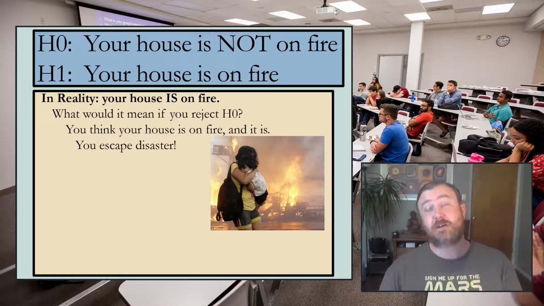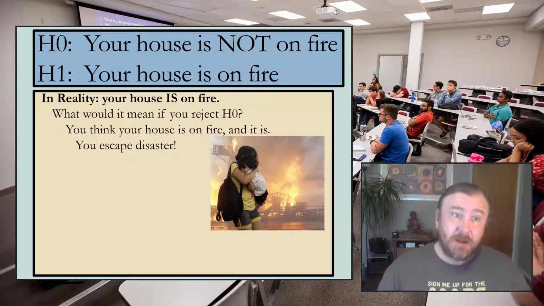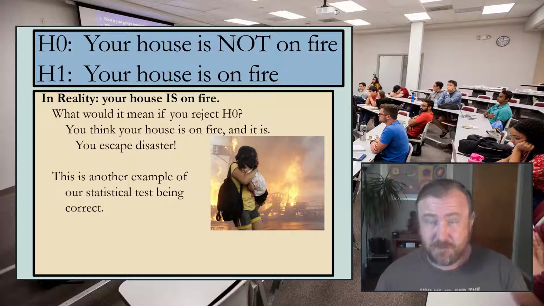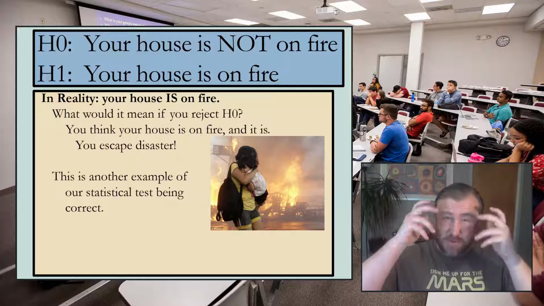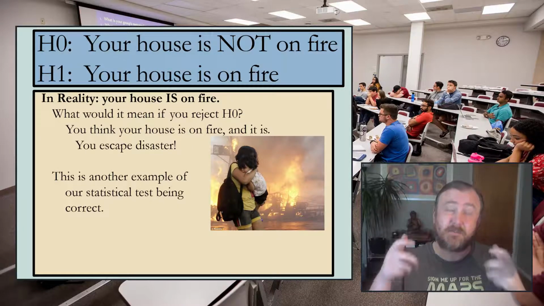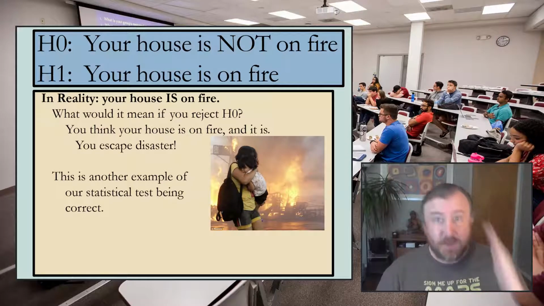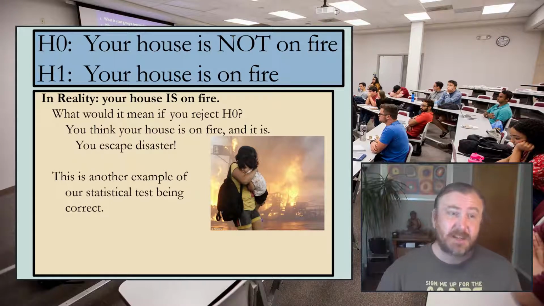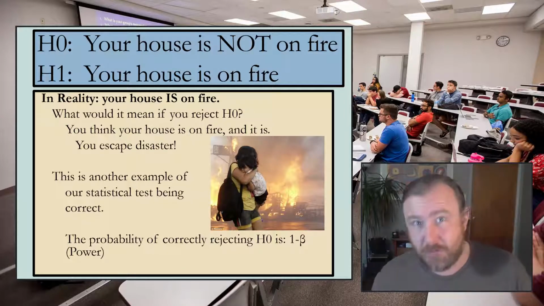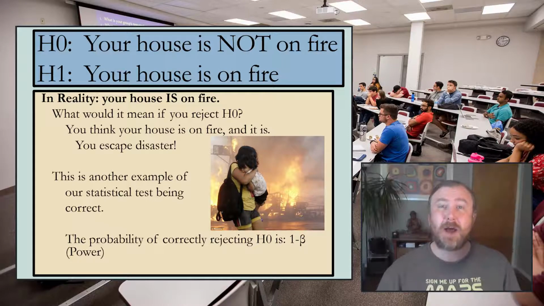You think your house is on fire, and in reality, your house is on fire, so you would escape the disaster, right? This is an example of our statistical test being correct, right? The statistical test in your head of determining whether or not there is a fire. You say there is when there is one. And so this is correct. The probability of correctly rejecting the null hypothesis is 1 minus beta.